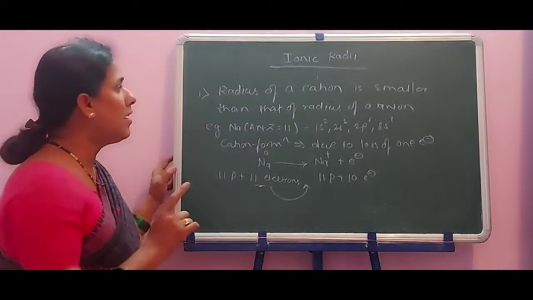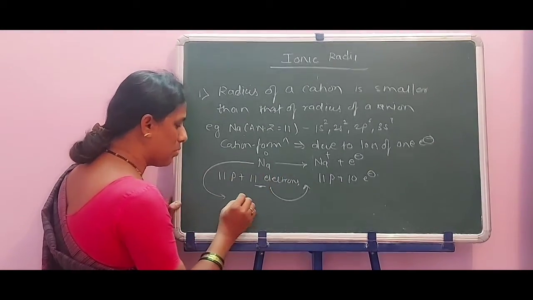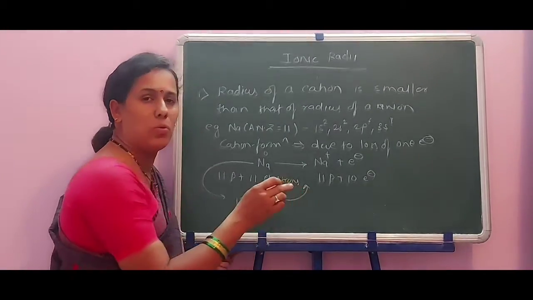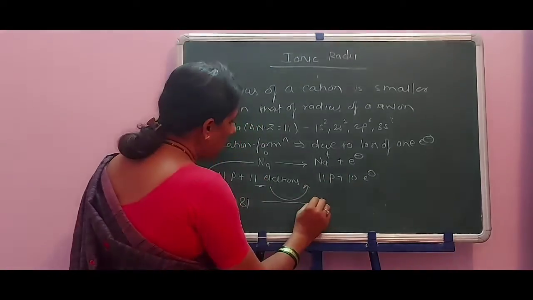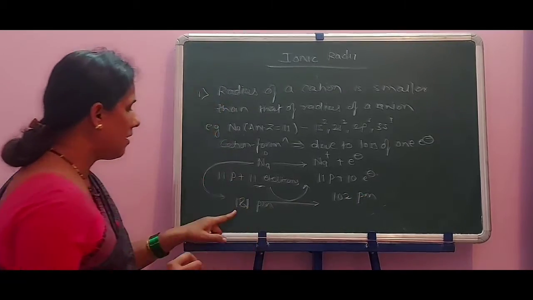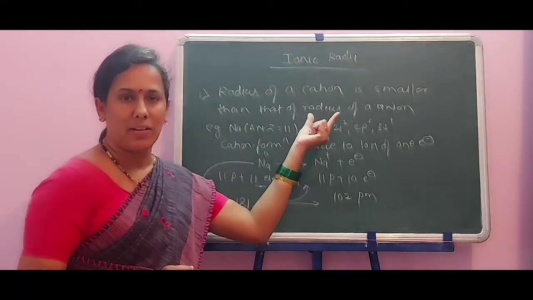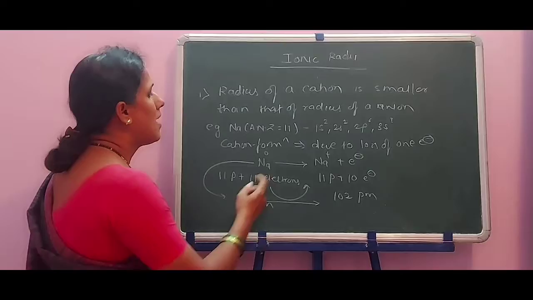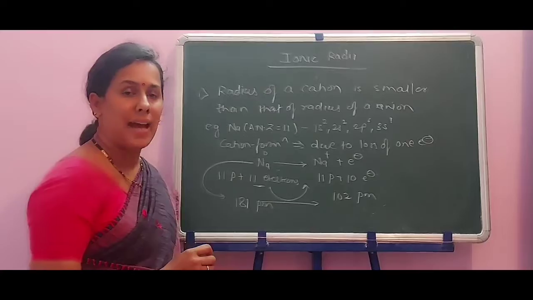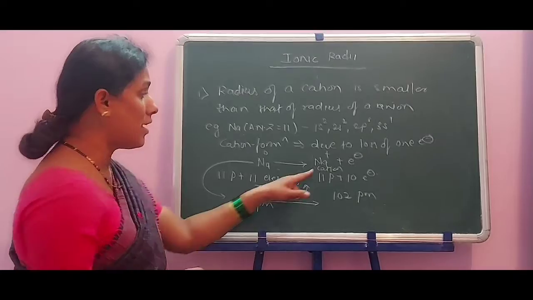What about the ionic radii of this? That of sodium in metallic state is 181 picometer, and due to that the value goes to 102 picometer. Here there is a decrease in the radius of the cation. Why does it happen? Because in the conversion of sodium in metallic state to its cation, cations are formed by the loss of one electron.